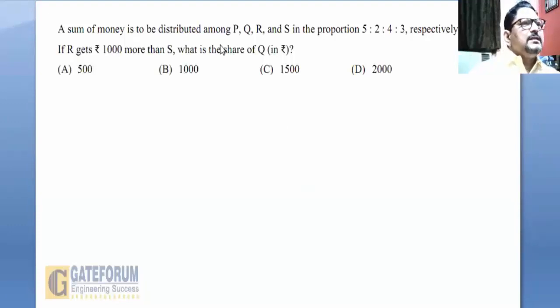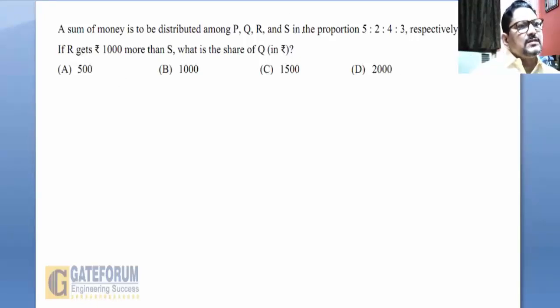A sum of money is to be distributed amongst P, Q, R, and S in the proportion 5:2:4:3 respectively. If R gets rupees 1000 more than S, what is the share of Q in rupees? So how do we approach this? We use simple ratio and proportion fundamentals.